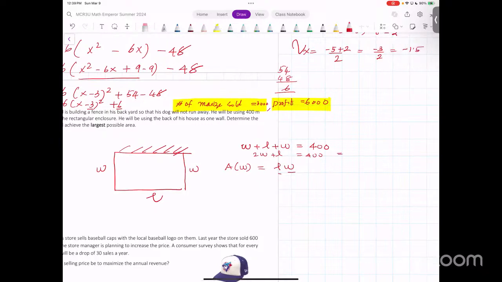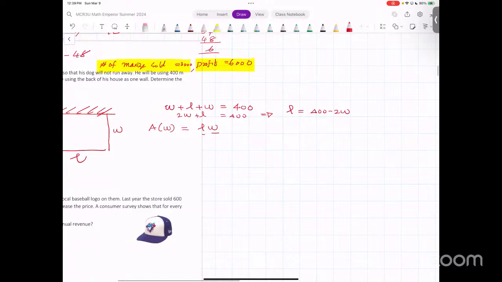So from here, L is equal to 400 minus 2W. Make sense? Kaja, are you following that? Okay, so what is A of W right now? L is 400 minus 2W, times it by W. Make sense?